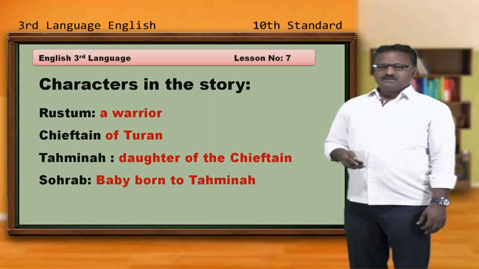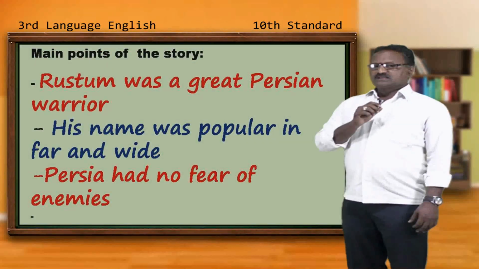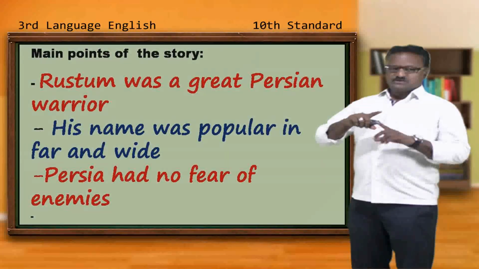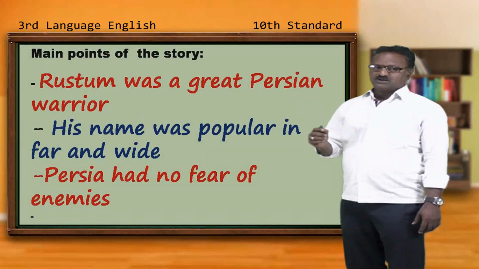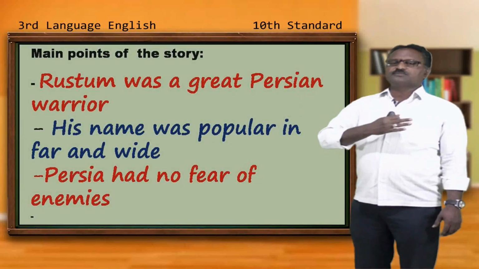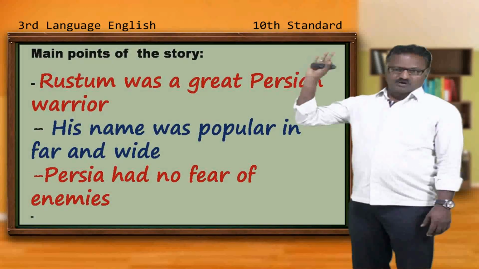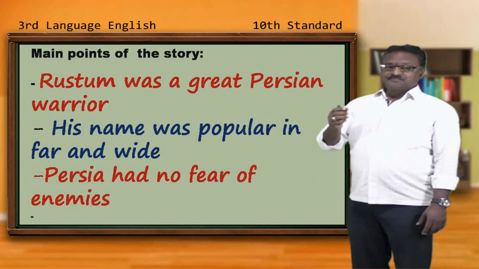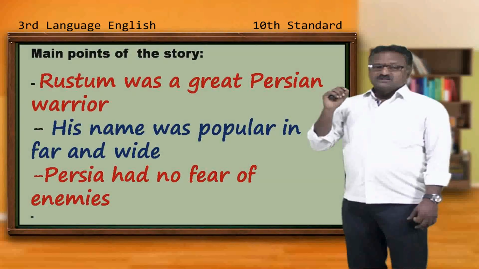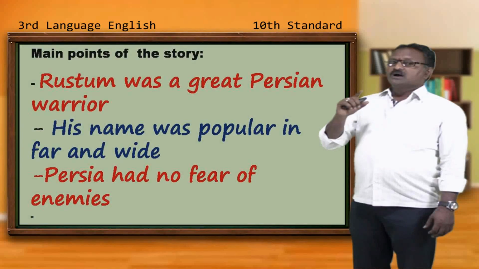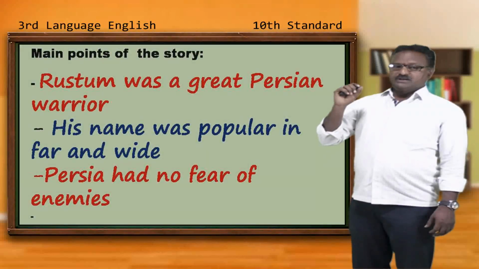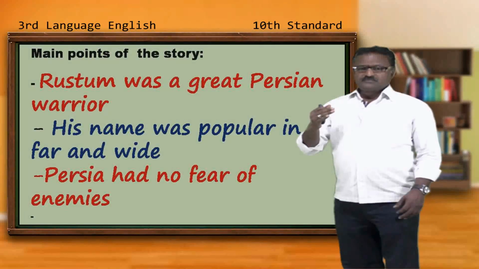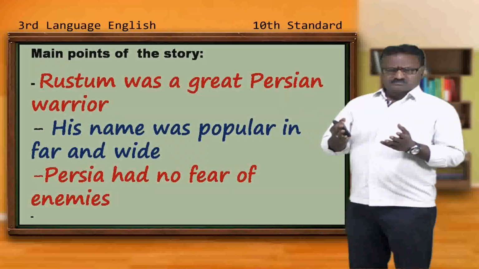Now we shall go into the main points of the story. See that Rustum was a great Persian warrior. He was expert in conducting the wars, and he had a great legacy of winnings. So he won most of the wars. His name was popular far and wide. So in all the directions, everybody knew his name. So he was a very popular man, Rustum, and he was expert in doing the wars, and he defeated most of the enemies. So such a Rustum, he was expert in war and a great warrior.